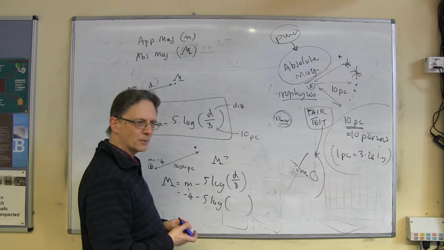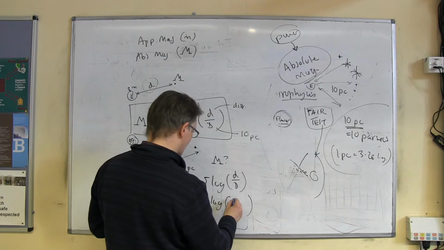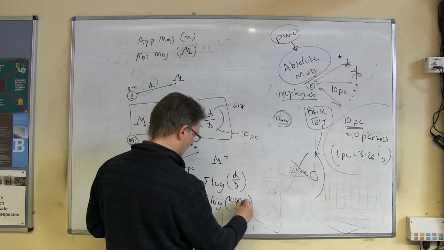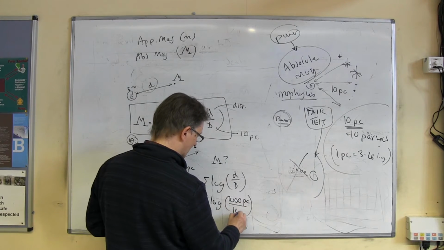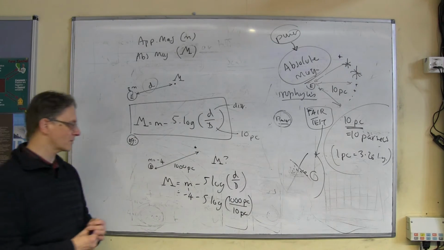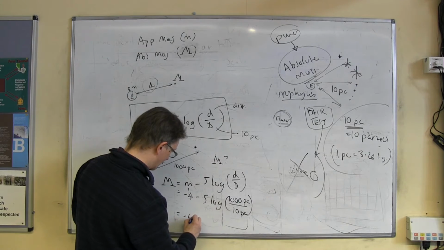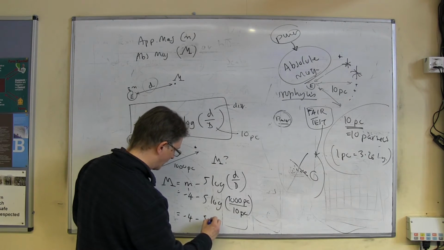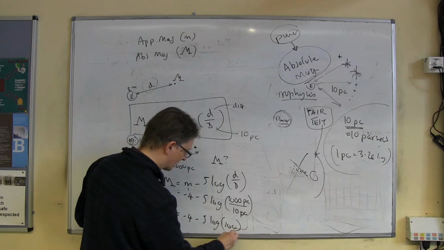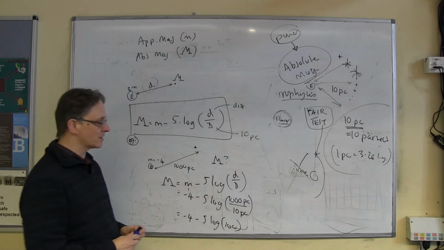It's best to do this bit in brackets first. Remember BODMAS? So do your brackets first. Little d is 1,000 parsecs. And big D, you never even have to look it up. It's always 10 parsecs. So let's just write it out to keep it clear. -4 minus 5 times the log of, well, 1,000 over 10 is 100. Can you see? 1,000 parsecs over 10 parsecs is going to be 100.